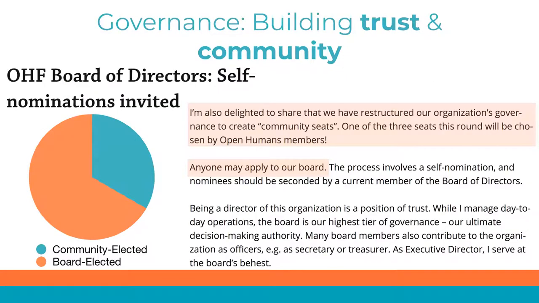The second bit of governance is that Open Humans is run by a nonprofit foundation based in the US. And our board is at least one third elected directly by members. So if you go to the Open Humans website and create an account, you are now eligible to vote in the next board election and decide who is officially in charge of running the foundation on your behalf. And community members can nominate themselves to run.